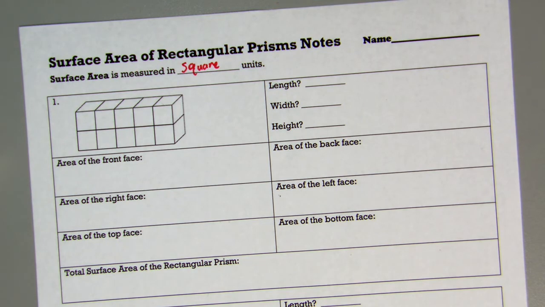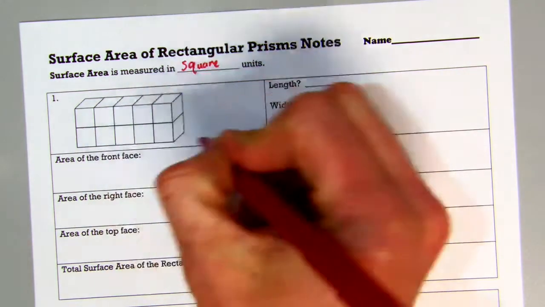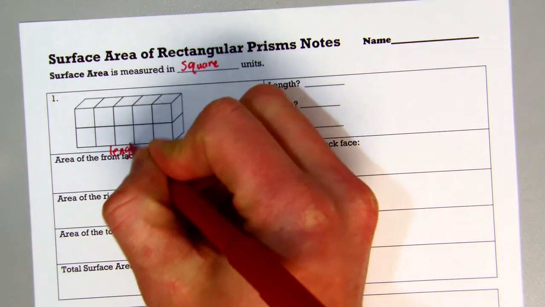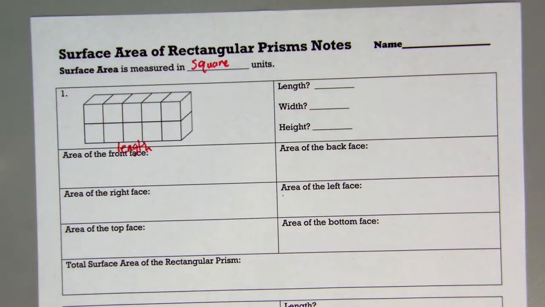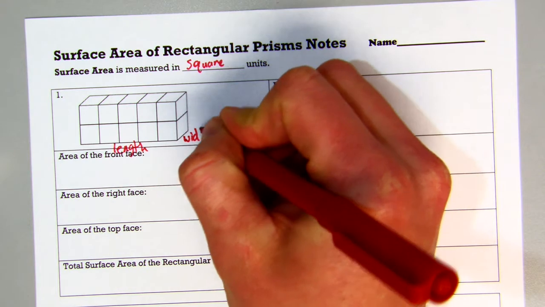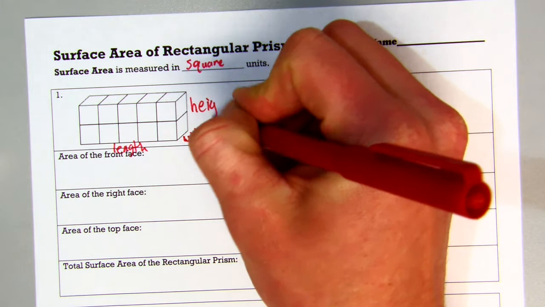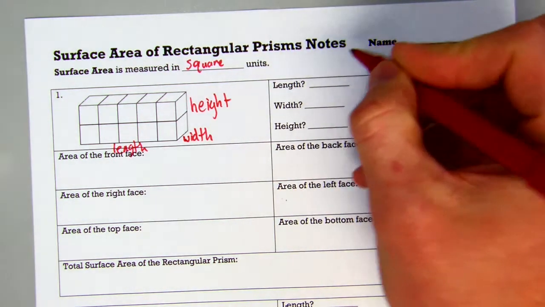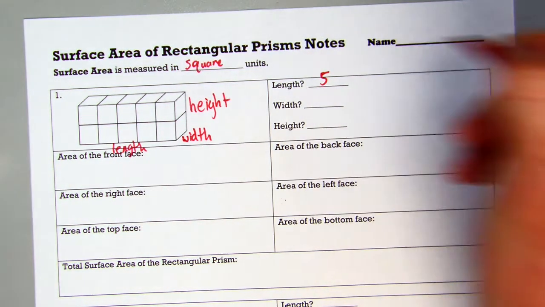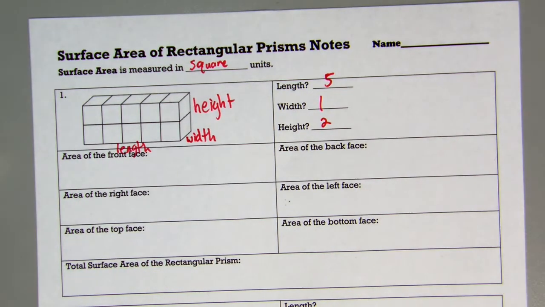So let's go ahead and take a look at our first model here. Across, we're going to call our length. And we also have our width, which is how far across it goes. And then we have our height, which is how high up the shape goes. So our length in this case is 5 units across, our width is 1 unit across, and our height is 2 units across. So in order for me to find the surface area of the whole shape, I need to go ahead and break it down.